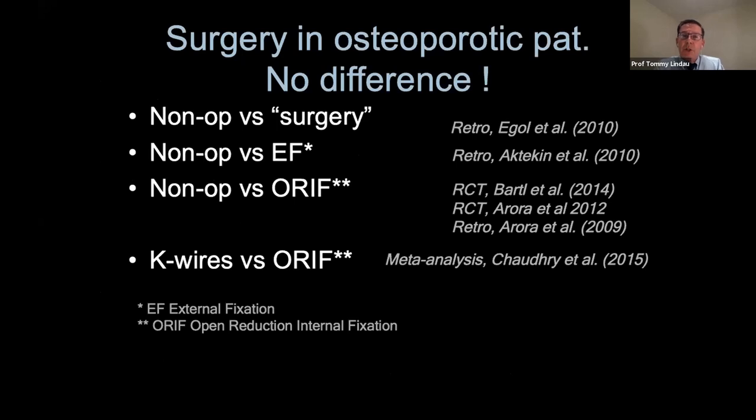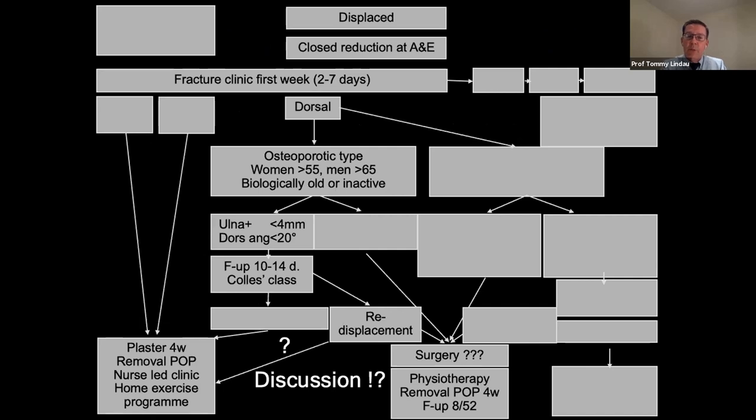And if we look at surgery in osteoporotic patients, there is no difference between non-operative treatment and surgery, external fixator, open reduction internal fixation, or even K-wires versus open reduction internal fixation. And these are good solid studies, and therefore we should really question ourselves before we move into the surgical box. So this is a situation where I've raised a couple of question marks, and the Montgomery case in the UK makes it very important to have a fair and honest discussion with the patient at this point.